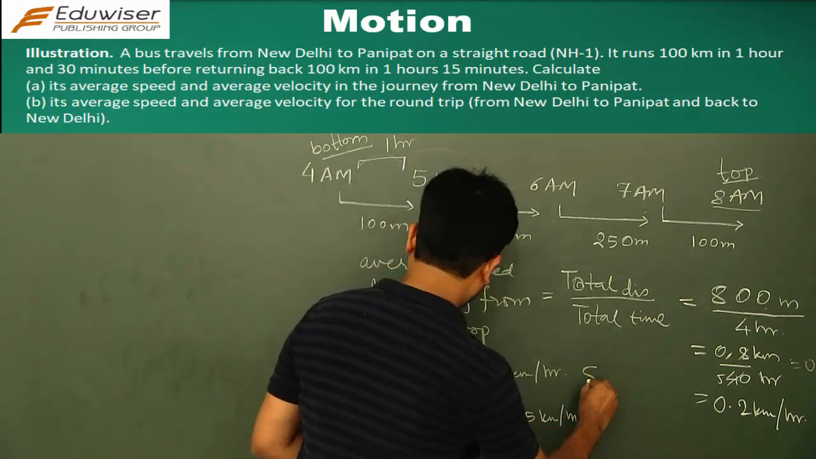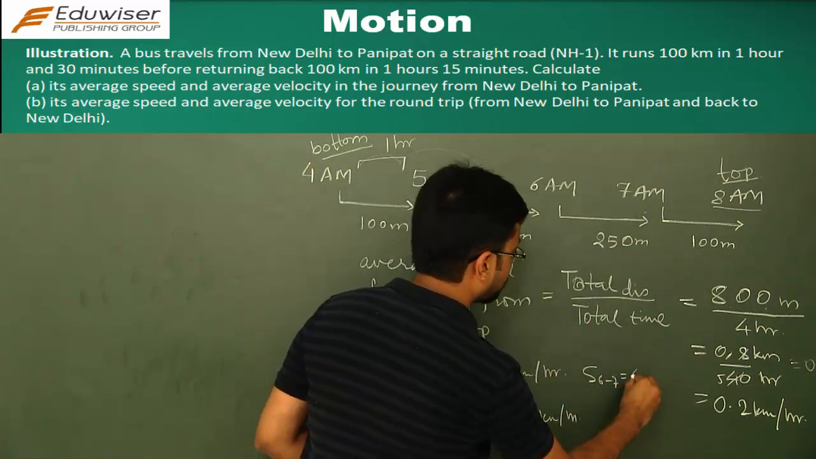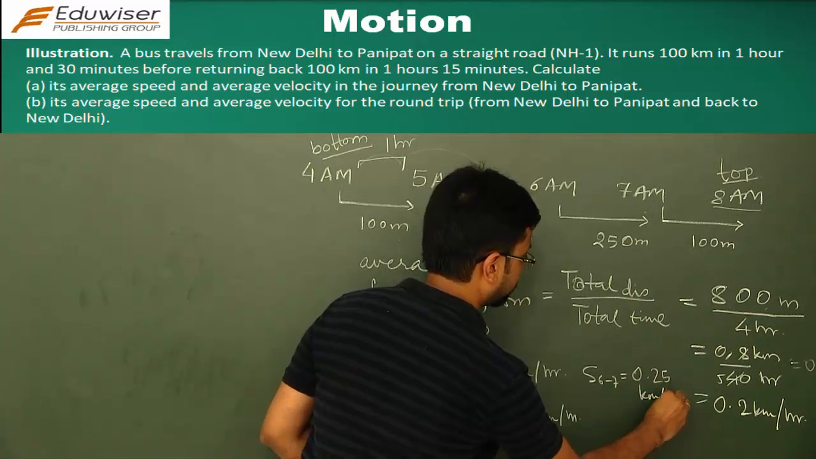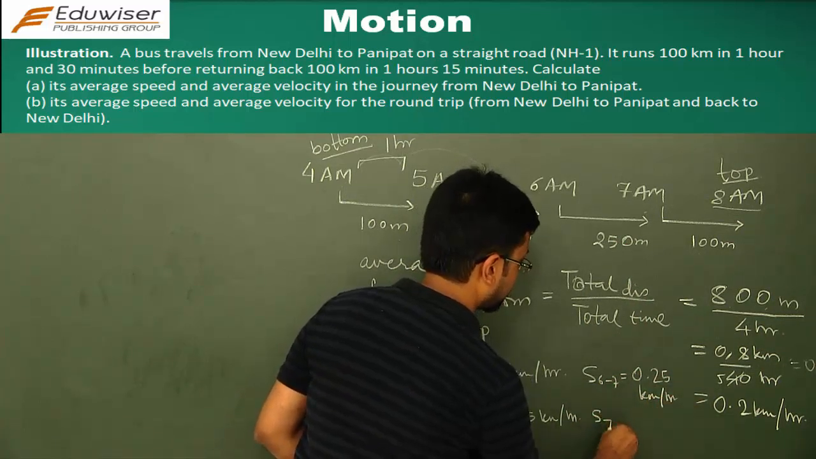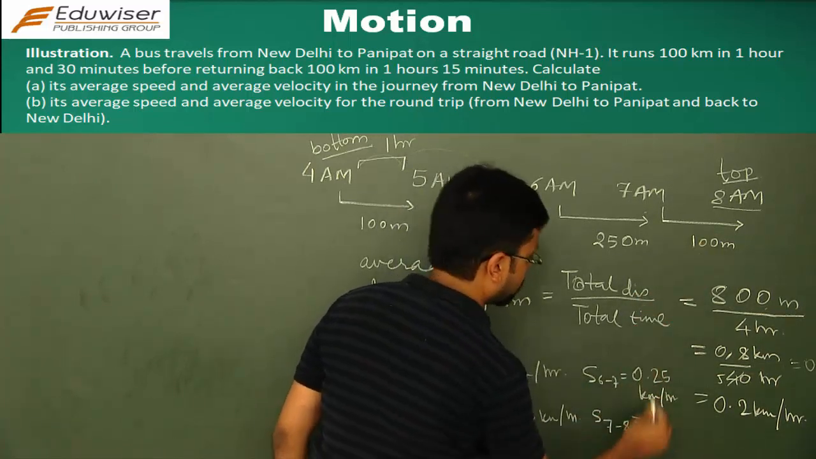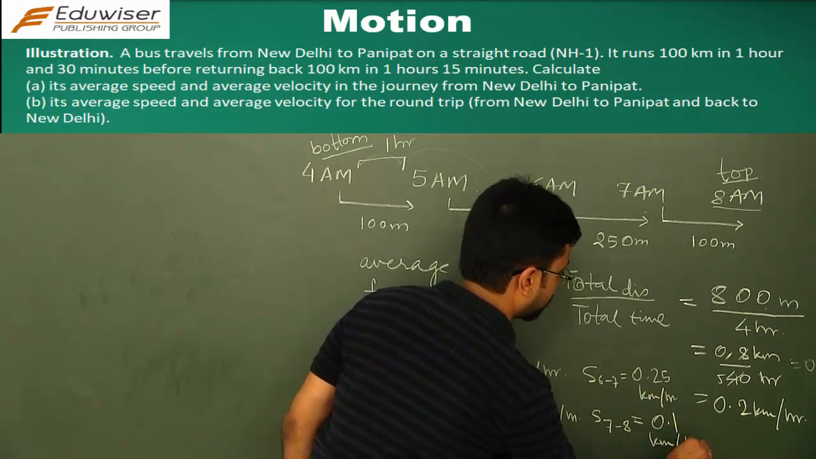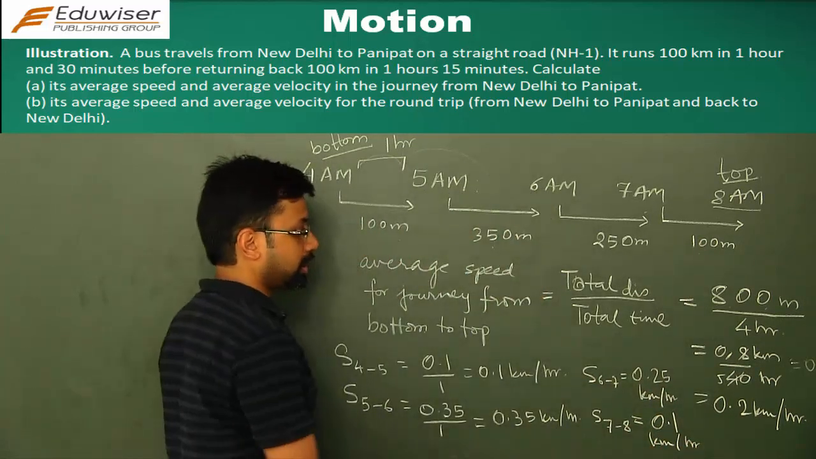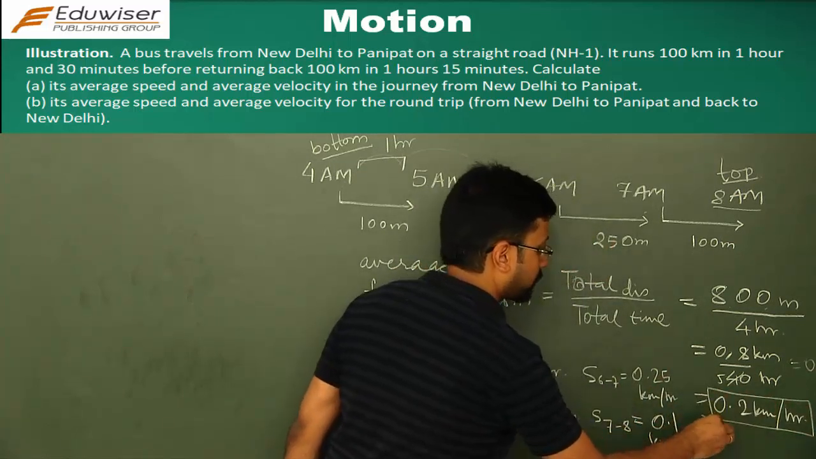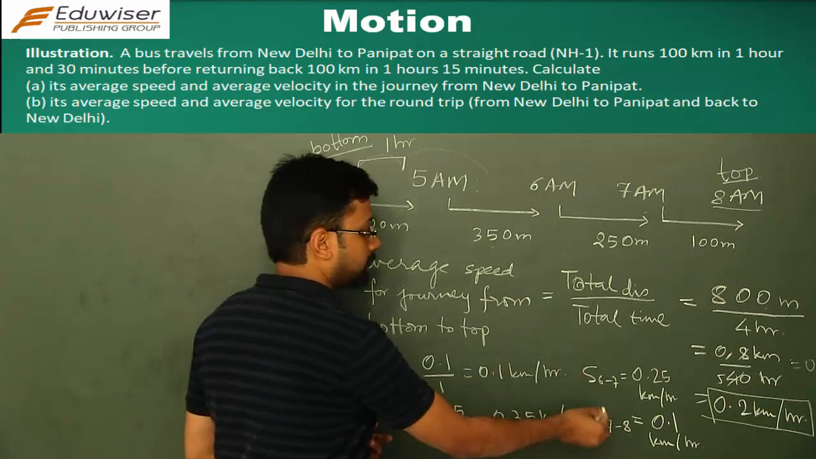Similarly, S67 will be how much? 0.25 kilometers per hour, and S78 will be how much? 100 meters it travels. So it will be again 0.1 kilometers per hour. So you see that the average speed for the whole journey was 0.2 kilometers per hour, but for each of these intervals it is changing.